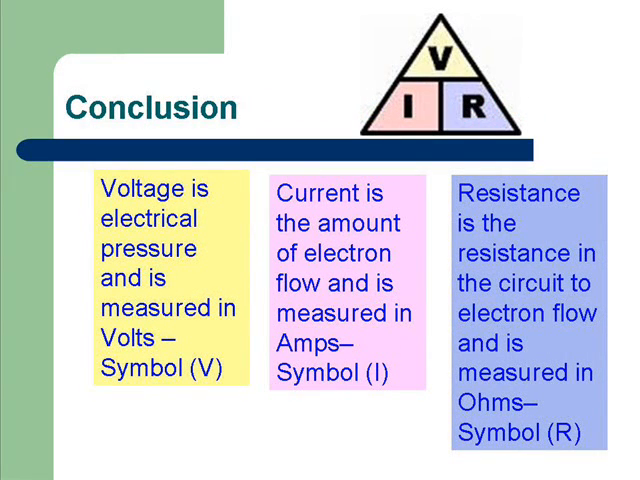In closing, voltage is electrical pressure and is measured in volts, with the symbol V. Current is the amount of electron flow and is measured in amps with the symbol I. And resistance is the resistance in the circuit to the electron flow and is measured in ohms with the symbol R. Don't forget to always use the Ohm's law triangle to make your life easy.